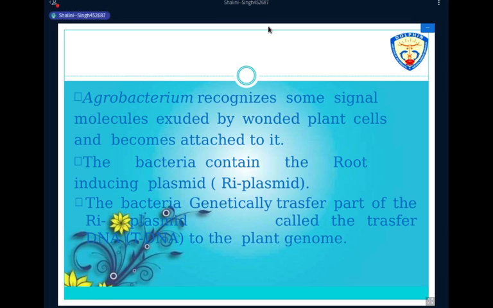Agrobacterium recognizes some signal molecules which are exuded by wounded plant cells, and then it becomes attached to it. Agrobacterium, as you know, is also known as natural genetic engineer. Why is this known as natural genetic engineer? Because this species, Agrobacterium rhizogenes, contains the Ri plasmid, that is root inducing plasmid. Wherever it will infect, the root production will be enhanced. So this bacteria genetically transfers part of this plasmid, which is known as T-DNA, that is transfer DNA, to the plant genome.